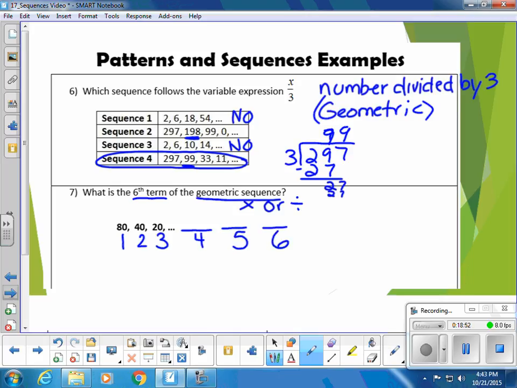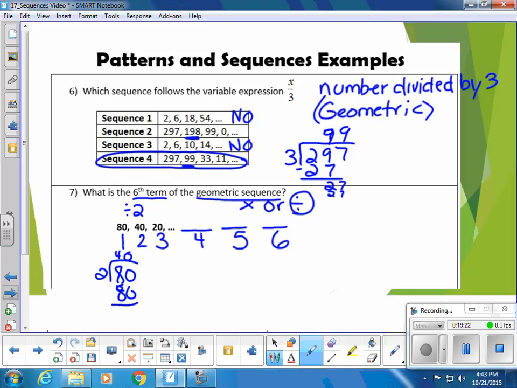So let's think about this. What am I dividing by or multiplying by if my number is getting smaller? I know that's definitely division, but what am I dividing by? Well, if I'm going from 80 to 40, then to 20, it looks like I'm cutting it in half each time. So I'm going to take 80 divided by 2. That gives me 40. And then so on and so forth.